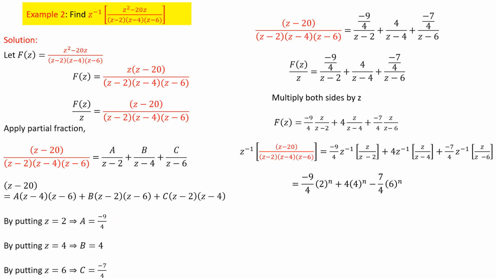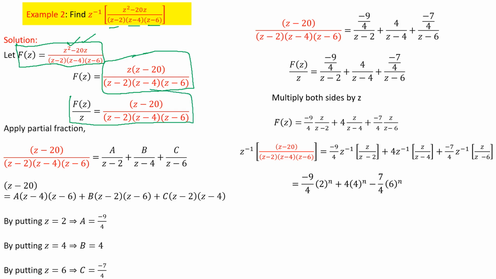Here we have to calculate z inverse of z power 2 minus z divided by z minus 2, z minus 4, z minus 6. So step number 1, we consider the given function as f of z. Then from these two, let me take z as a common factor, we'll have this. And as per step number 2, we divide this by z, we will get this.